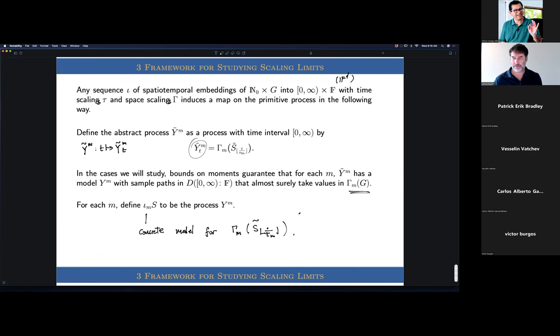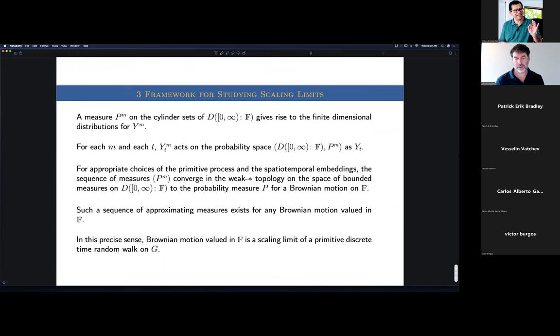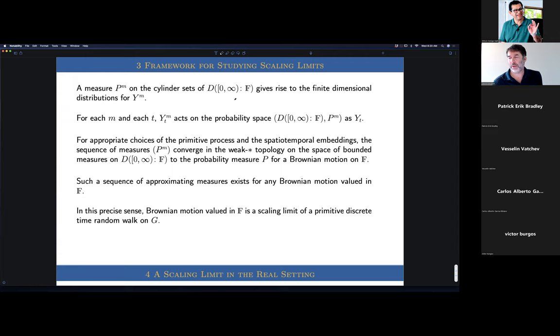So you don't really exploit any kind of group properties for an embedded process. You don't need any group structure for the embedded process because all the probabilities are calculated from the primitive process anyway. So it's here where it's really helpful to have a group structure, but it doesn't matter for the embedded one. So a measure P M on the cylinder sets of the Skorokhod space gives rise to the finite dimensional distributions for Y M.